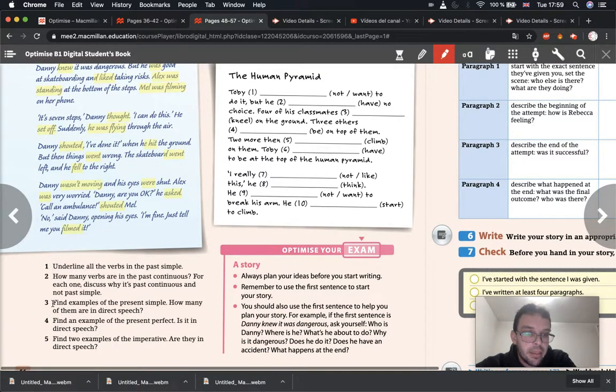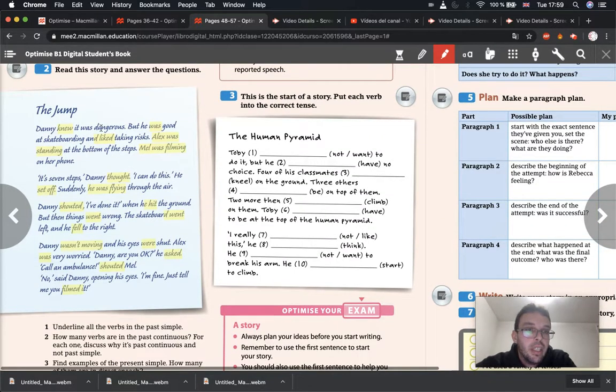Let's have a look at the next question. Find examples of the present simple. How many of them are in direct speech? Well, let's have a look. Present simple. I'm not going to highlight them because otherwise it's too many highlights. But we can have a look.